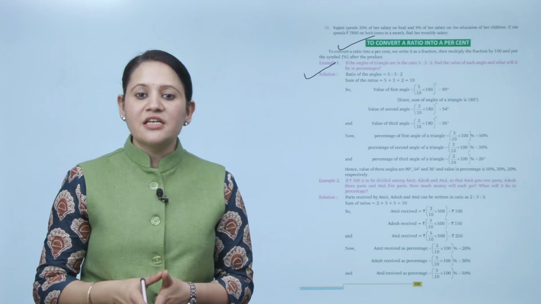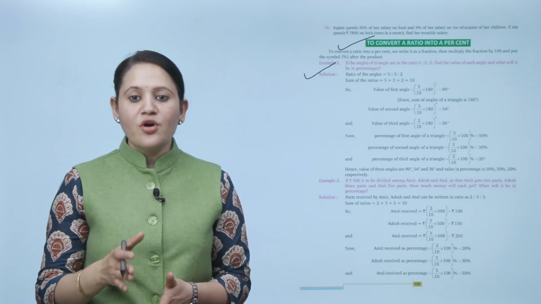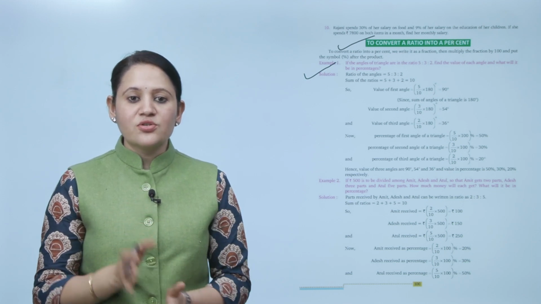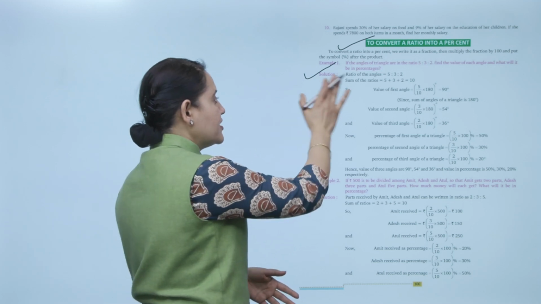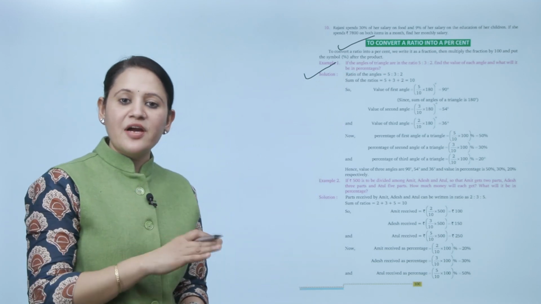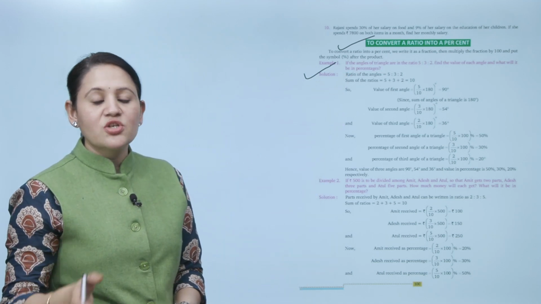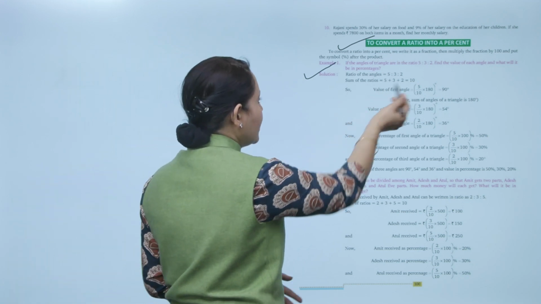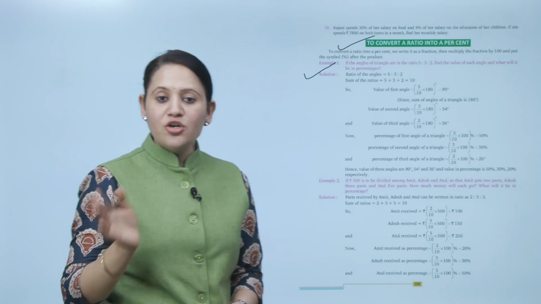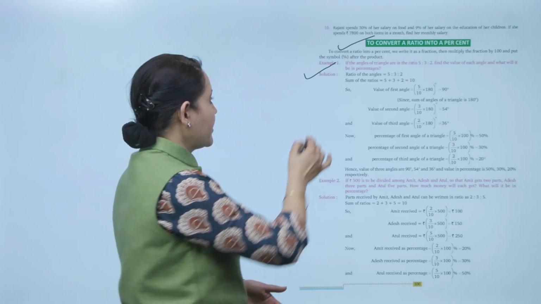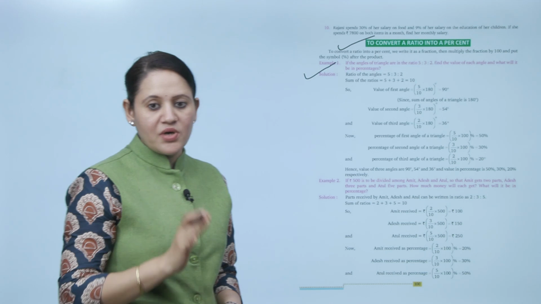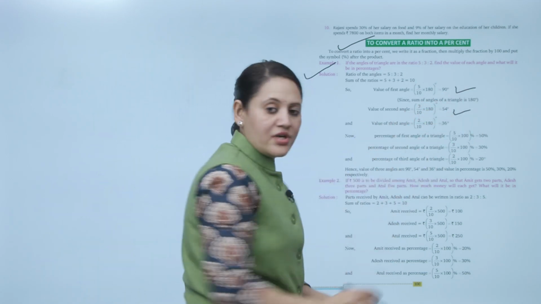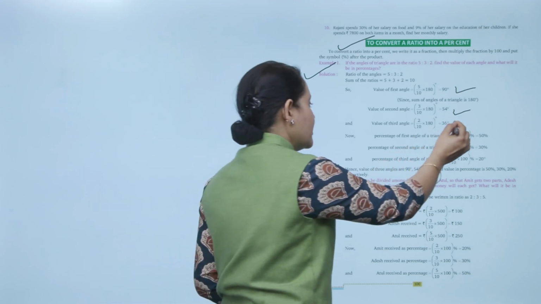If the angles of the triangle are in ratio of 5:3:2, find the value of each angle and what will be in percentage. So ratio given is 5:3:2. Sum of ratio will be 5 plus 3 plus 2, that is 10. So value of first angle, ratio was 5, total is 10. So 5 upon 10 into 180. Because sum of three angles of a triangle is 180. So 90 degree, first one is done. Second one is 54 degree and third is 36 degree.